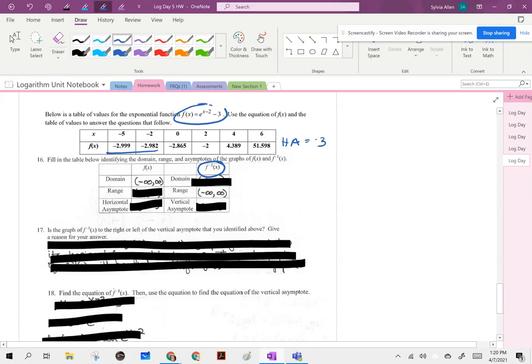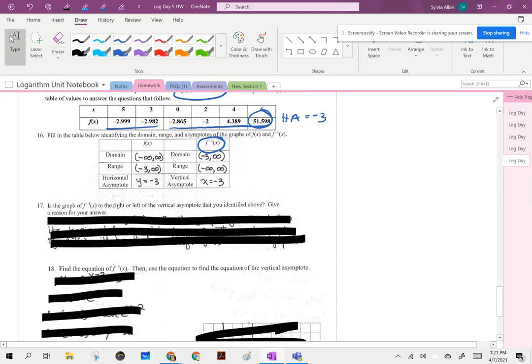The range, we need to identify the horizontal asymptote, which looks like it's -3. So that means not only are we going to be bounded by that -3, but what are these other y values? Are they positive or negative? And it looks like we're going up. So that means our range is from -3 to positive infinity. Sorry, it was -3 to positive infinity if I misspoke. So the horizontal asymptote, of course, is going to be y equals -3. Therefore, the vertical asymptote is x equals -3.